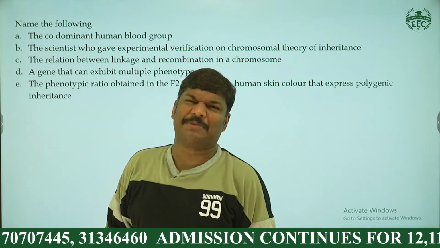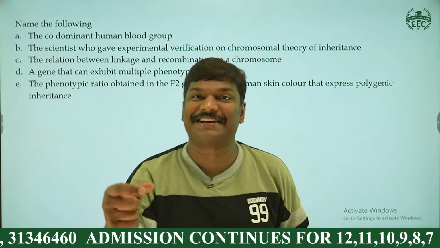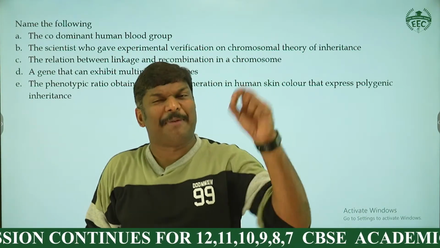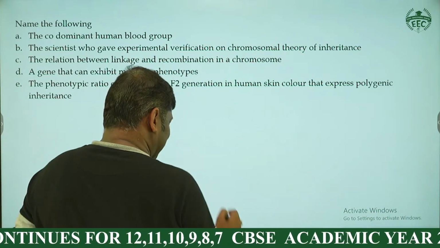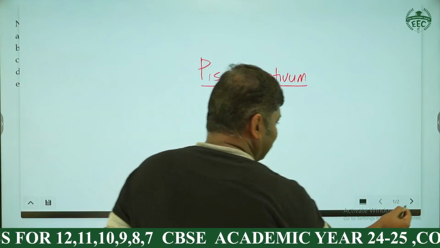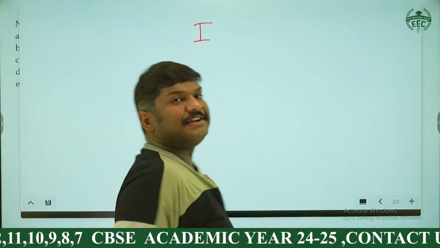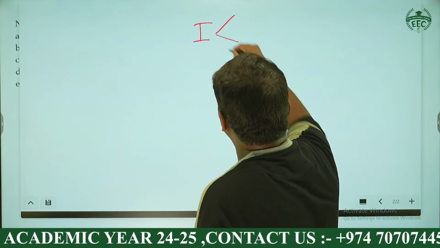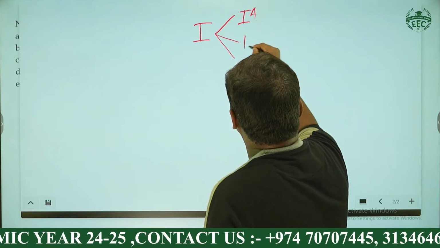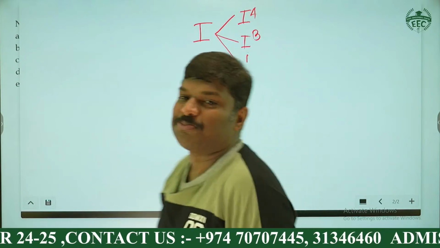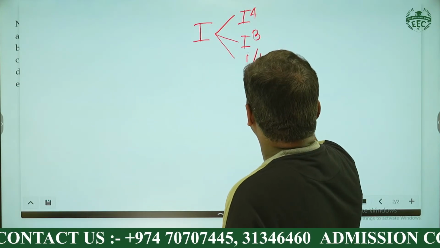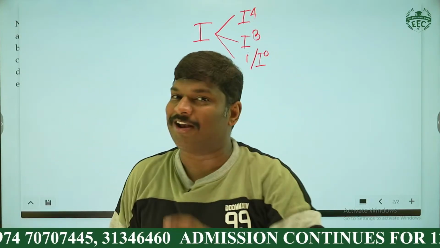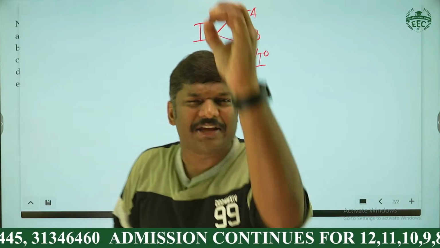What do you mean by multiple allelism? Multiple allelism means a character is determined by more than two alleles. In the blood group, what is the allele? The human blood group is determined by a gene called the I gene, and for the I gene there are three different types of alleles. One is called IA, another is called IB, and the last one is small i. In some textbooks it is given as IO, no problem, both are correct. IA and IB are dominant alleles, while small i or IO is the recessive allele.